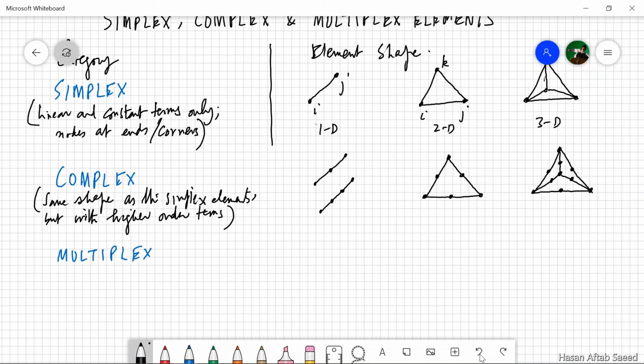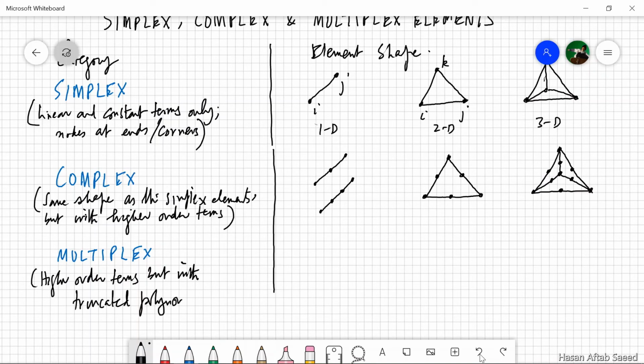Multiplex elements have higher order terms. So these are also higher order elements, but they have truncated polynomials. Let me explain this in a minute. Let's consider a 2D element, a very popular element at that, a square or a rectangular element with 4 nodes. Its displacement function is this.